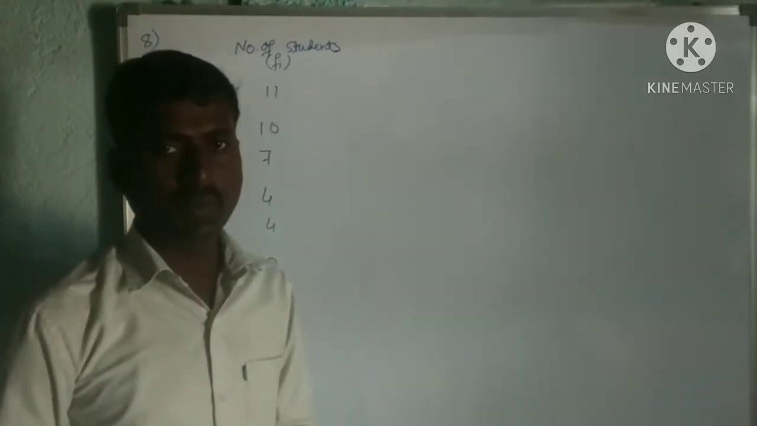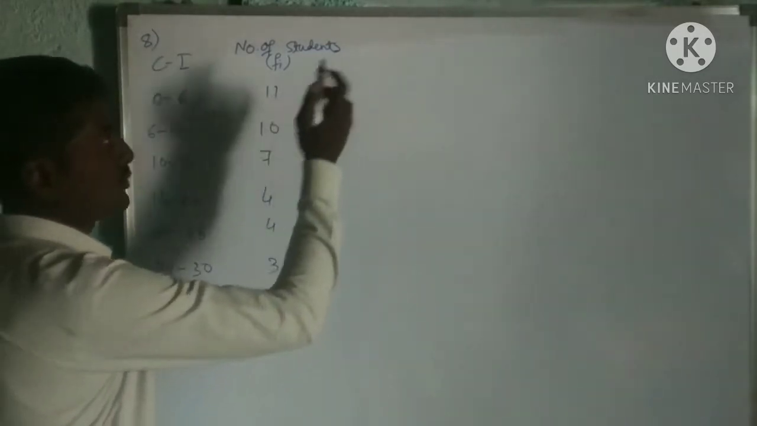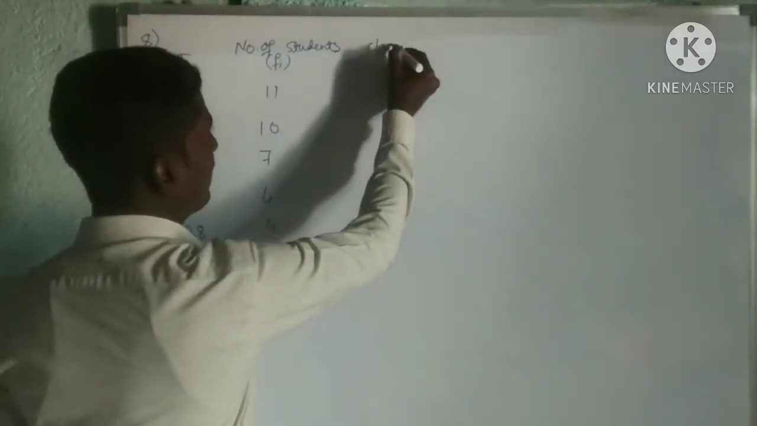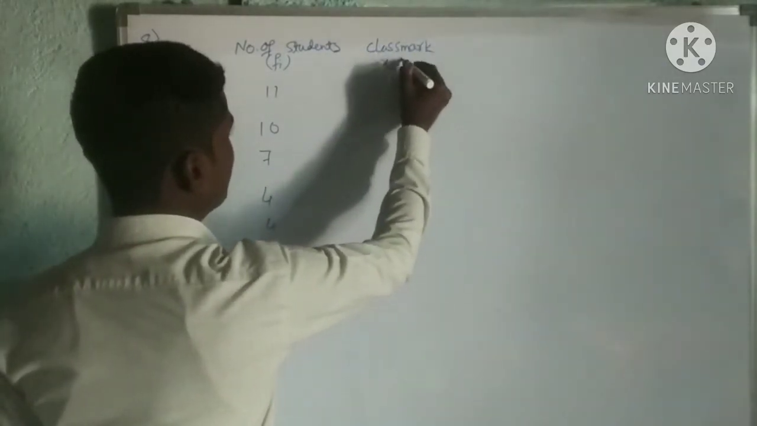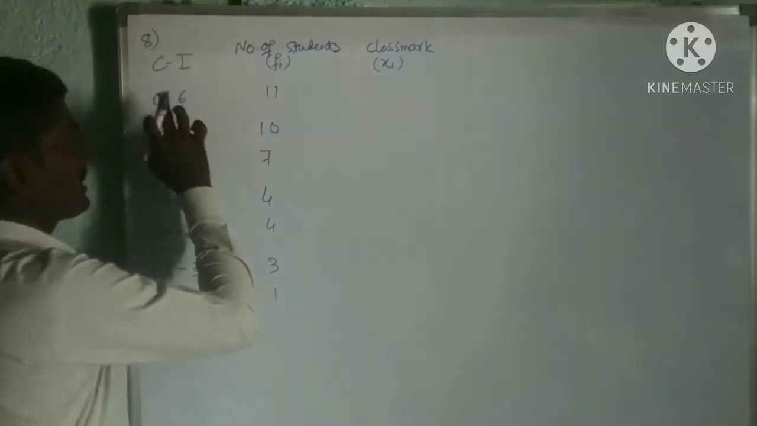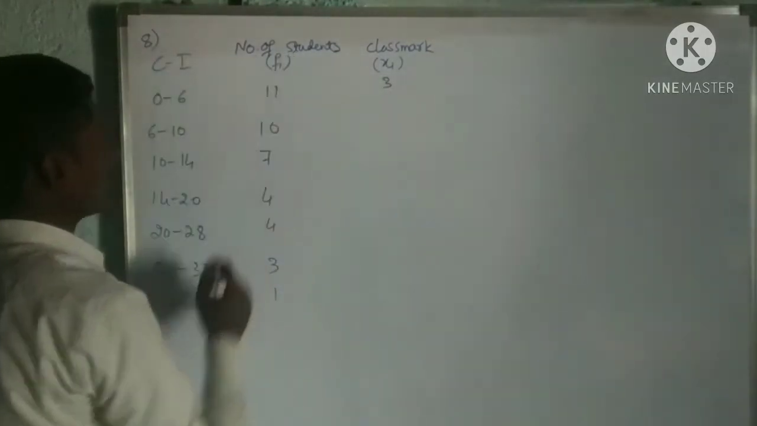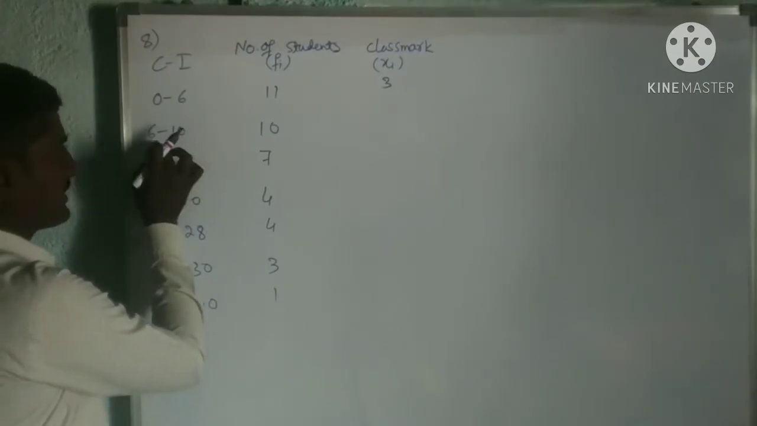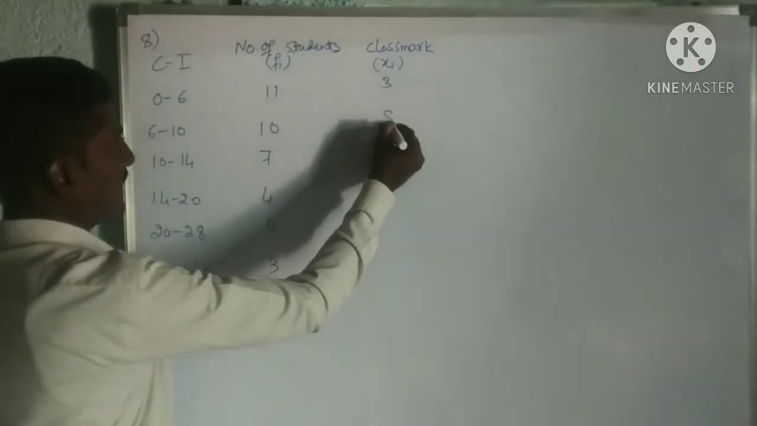Now we have to find the mean number of days. So for this I need the midpoint or class mark, that is xi. xi means upper limit plus lower limit divided by 2. 6 divided by 2 is 3. Now here the difference is 4, so I can add 2 to the lower limit. It will become 8.